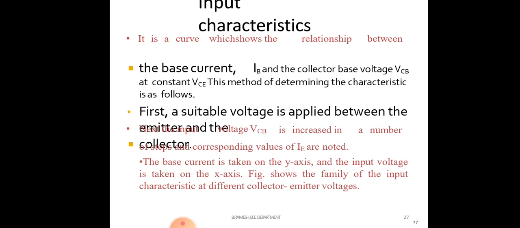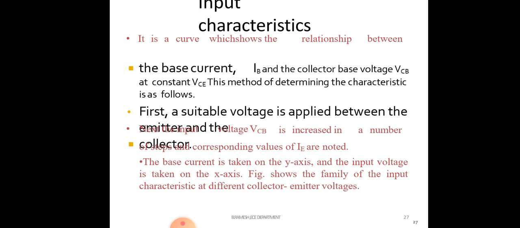It is a curve which shows the relation between the input base current IB and the collector-base voltage VCB at a constant VCE. The method of determining the characteristics is as follows. First, a suitable voltage is applied between the emitter and collector. Next, when you increase the VCB voltage, the IB current increases. When you increase the input voltage, the input current IB increases.